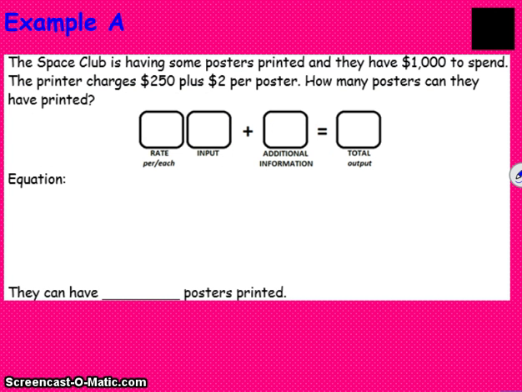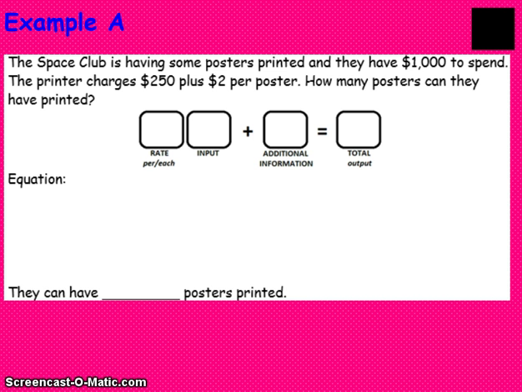Example A says the Space Club is having some posters printed and they have $1,000 to spend. The printer charges $250 plus $2 per poster. How many posters can they have printed? So I'm going to need a highlighter. Anytime I have a word problem, I want to highlight the important information.